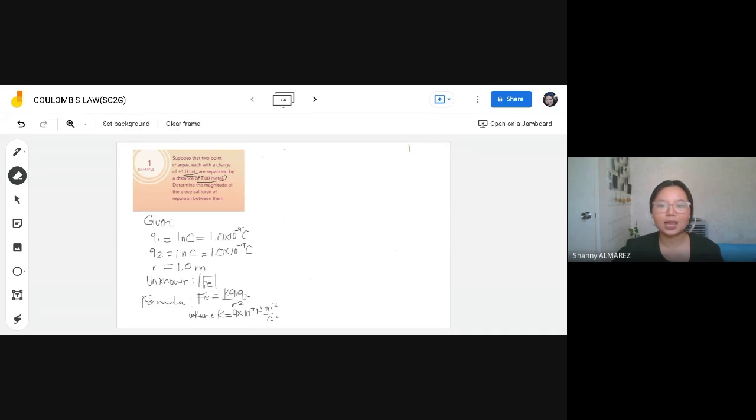We can use the illustration, because in illustrating, that's the time we can understand it better. We can have a new perspective when we illustrate. So this would be the illustration. So we have here two positive charges, right? Positive, positive. This is Q1, this is Q2, and they are separated now by a distance. So this is 1 nanocoulomb, 1 nanocoulomb. They are separated by a distance of 1 meter.